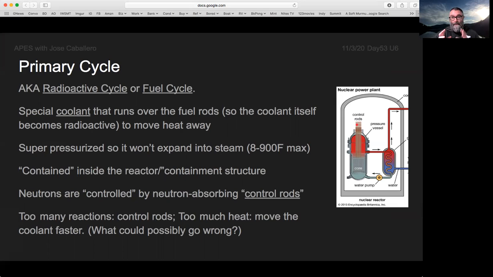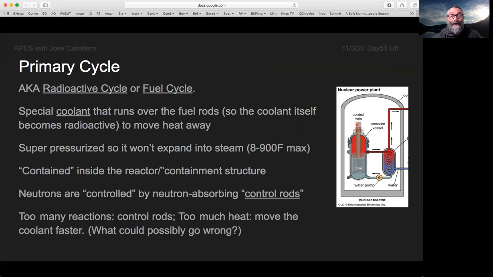So control rods solve the other problem. These are the neutron absorbing material that will keep the sparks from lighting off more reactions. So we can take away the heat and we can control the chain reaction all here. Too many reactions, you've got control rods. Too much heat, you just move the coolant faster. And what could possibly go wrong, right?